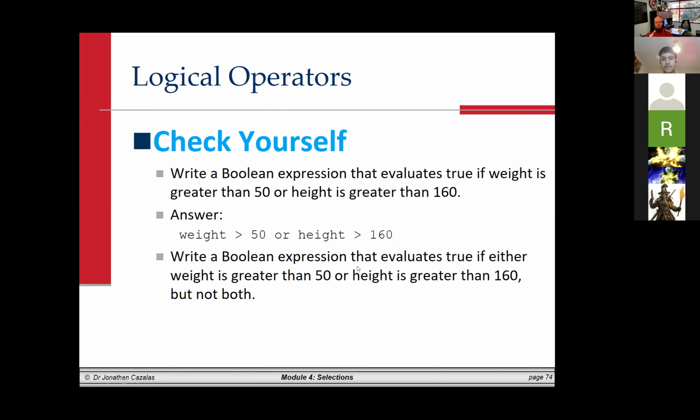How about this one, David? Write a Boolean expression that evaluates to true if either weight is greater than 50 or height is greater than 160, but not both. So if weight is greater than 50 or height is greater than 160, so the top one, but not both, you would then do the close of that.